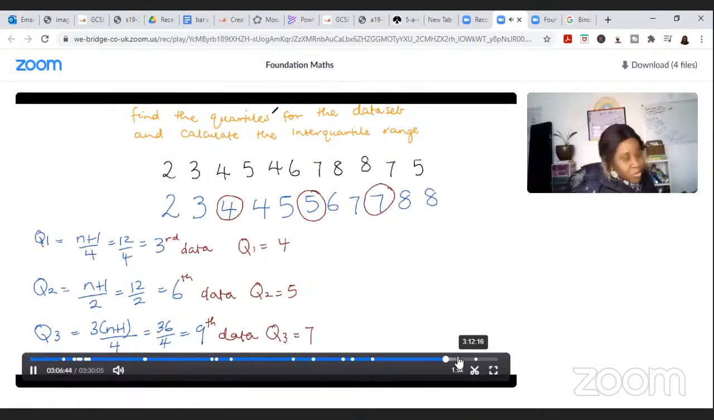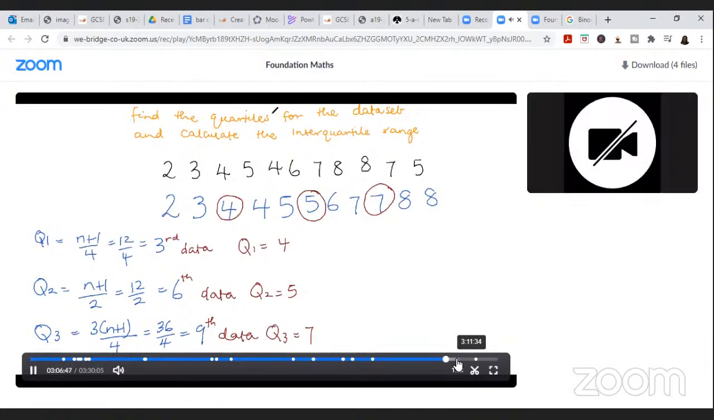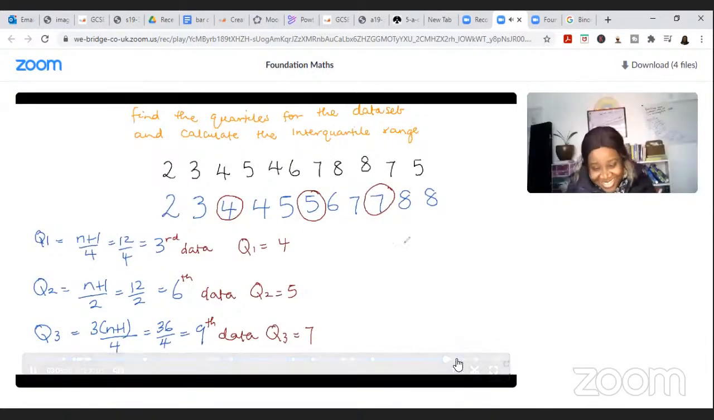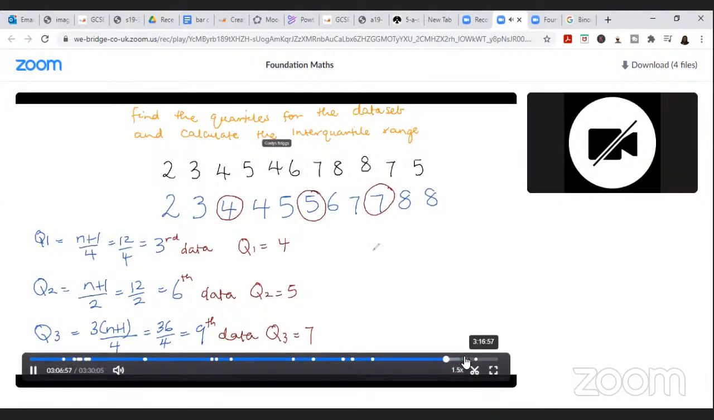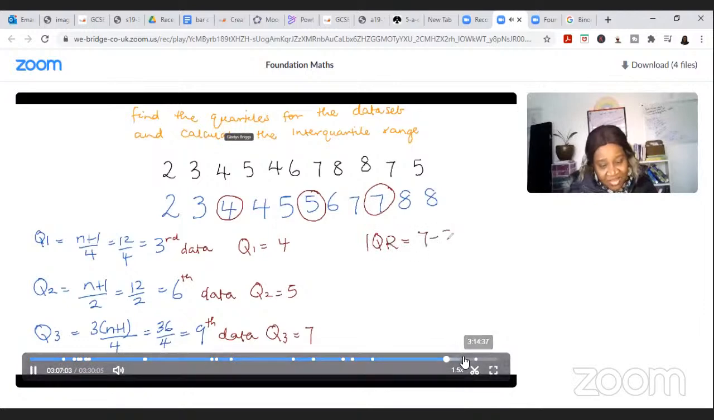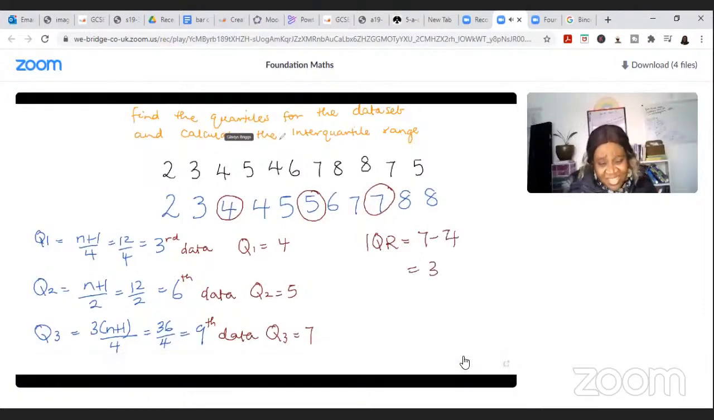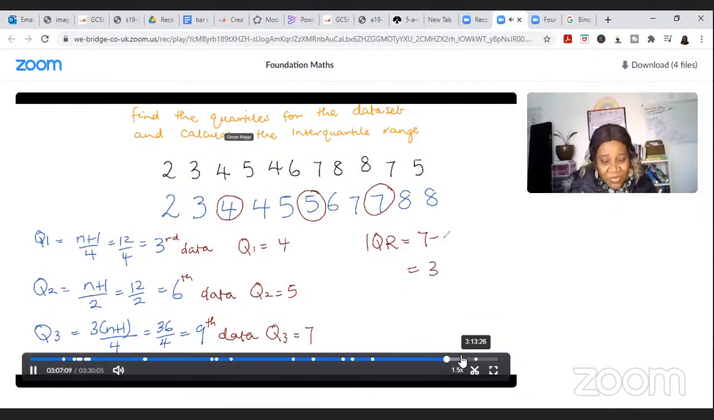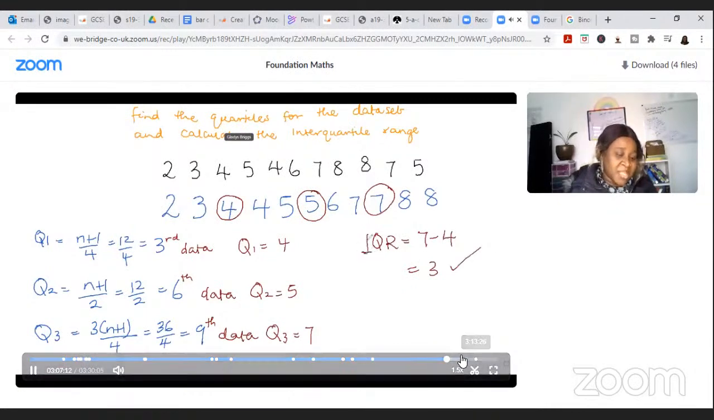So I'm going to let you do one more, the interquartile range. What's your interquartile range? Is it 7 minus 4 equals 3? So 7 minus 4, yeah. This is like the first one we did. 7 minus 4 equals 3, the interquartile range.